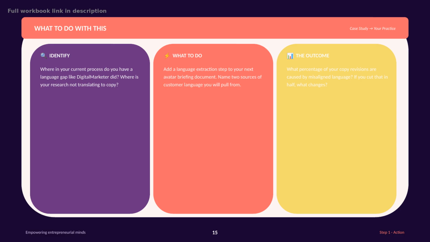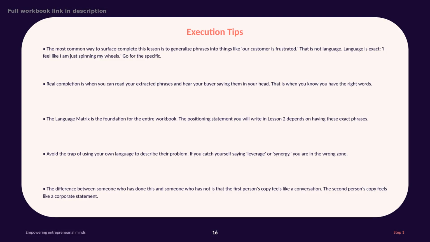Second, add a language extraction step to your next avatar briefing document. Name 2 sources of customer language you will pull from. And third, what percentage of your copy revisions are caused by misaligned language? If you cut that in half, what changes in your business? Write those answers down. Here are some practical tips to keep in mind as you work through this lesson.